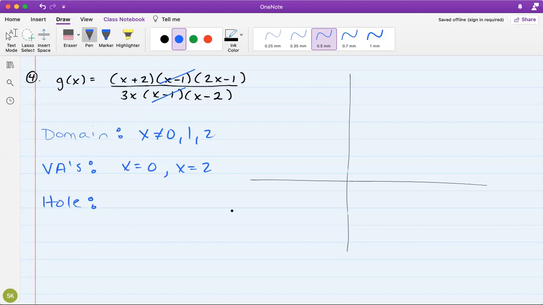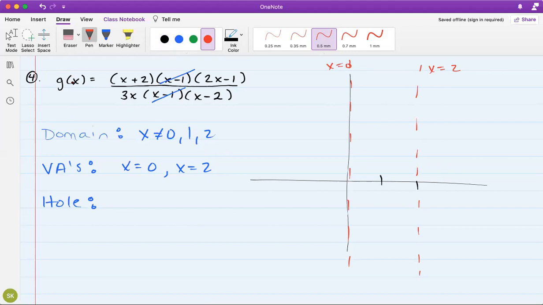And let's plot what that hole is in just a second. So first let's plot these two asymptotes. So at 0, and also at 2, like that. So I'm going to put x is 2, x is 0.